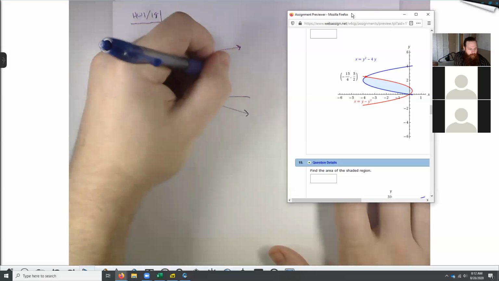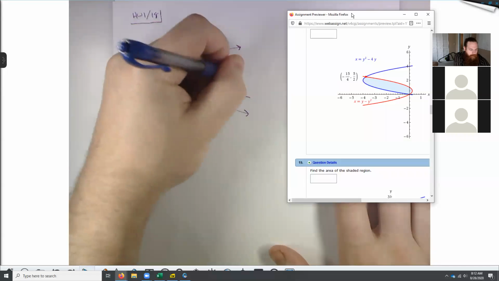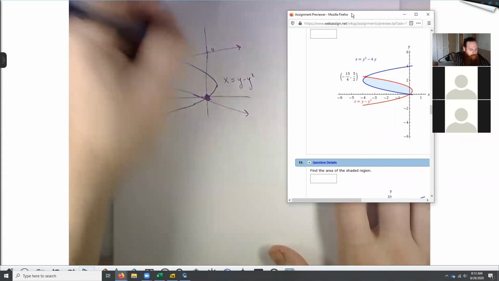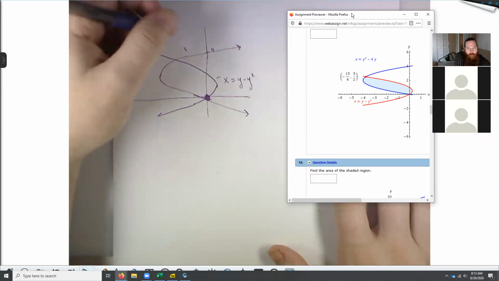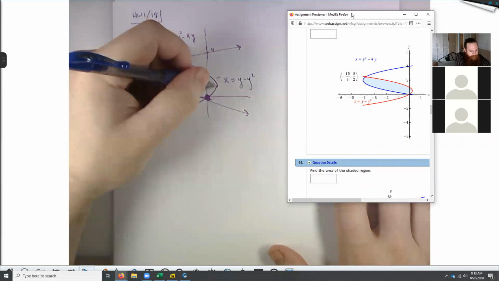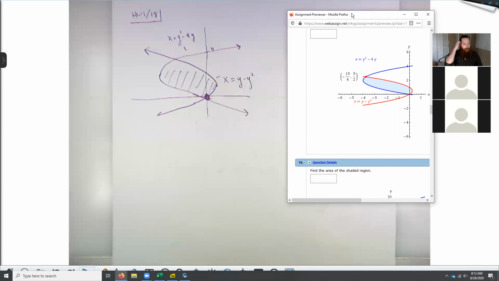So we'll call this one x equals y minus y squared. And this guy is x equals y squared minus 4y. And the area we want is this area. Okay.